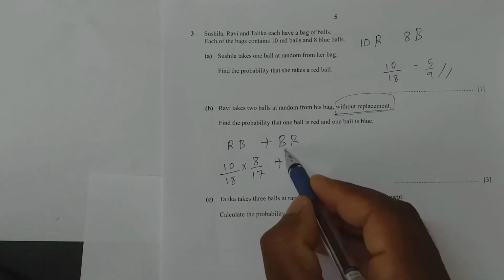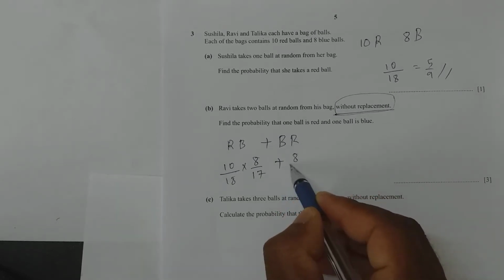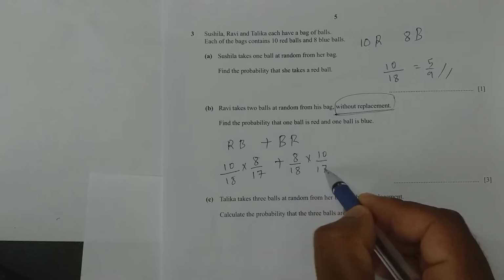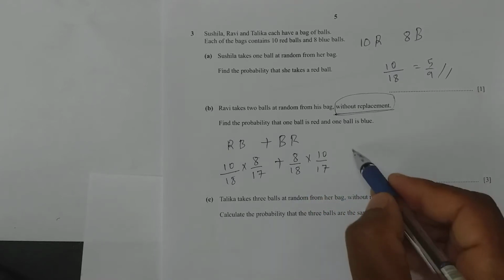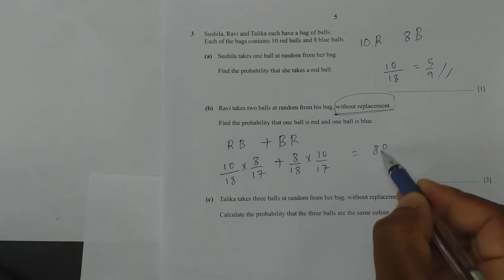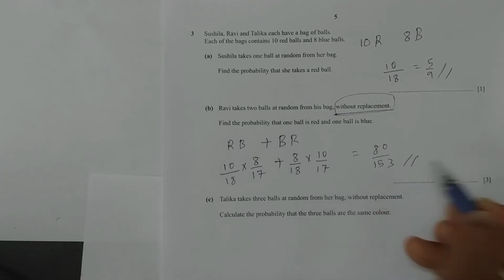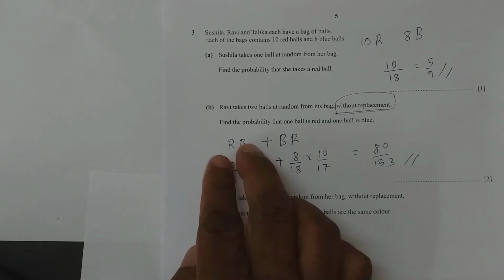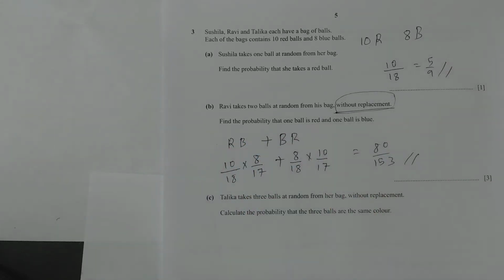Plus, now what is the probability of getting a blue one first? 8 over 18. And red one is 10 over, the count will decrease this time. So this will come to 80 by 153. Okay. This is what you need to know. It could come the other way around also.